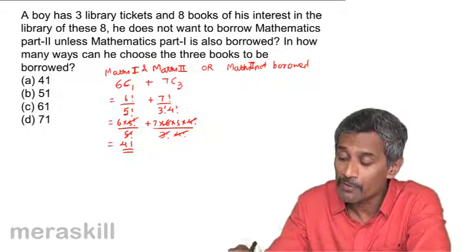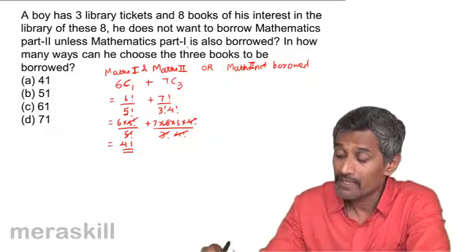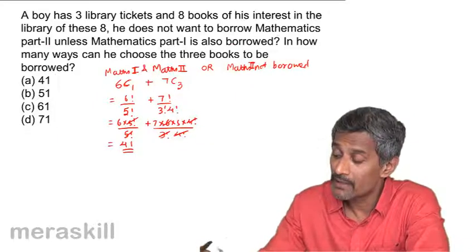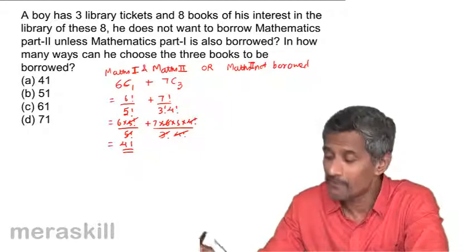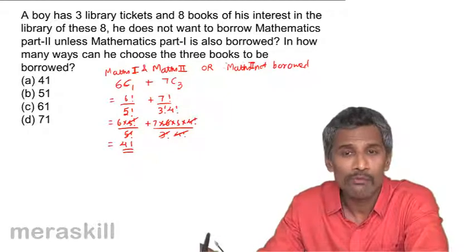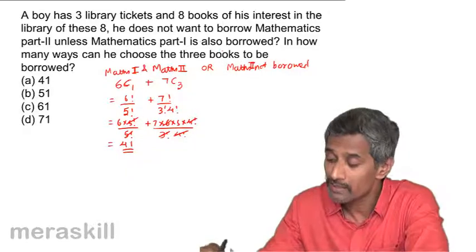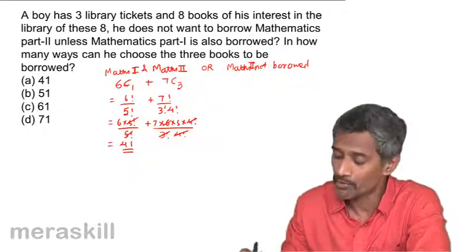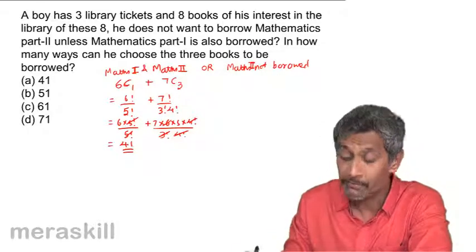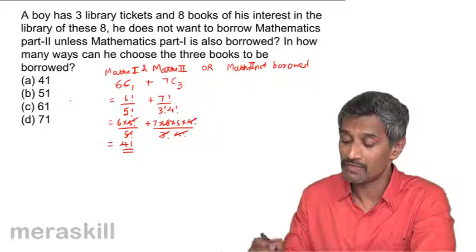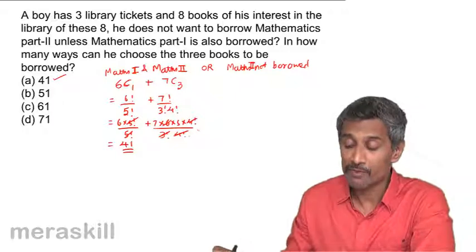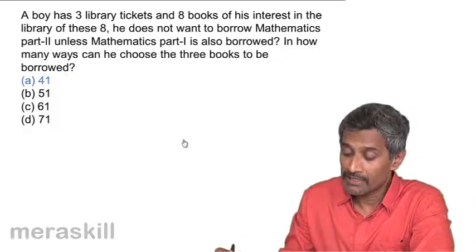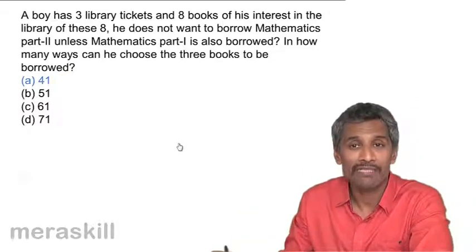So be careful about this part, that if Mathematics 2 has to be borrowed, Mathematics 1 will also be borrowed. But if Mathematics 2 is not borrowed, Mathematics 1 can still continue to be borrowed. And hence we have 41 possibilities, 41 ways in which he can choose the 3 books. So our correct option is 41. And let's see what we have. Yes, we do have it as 41.